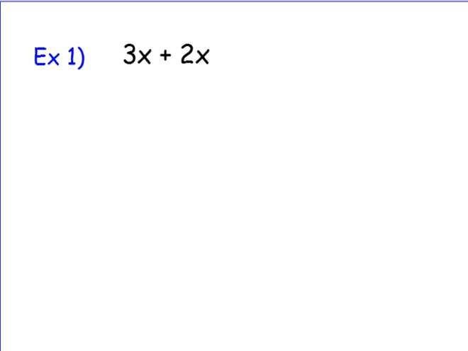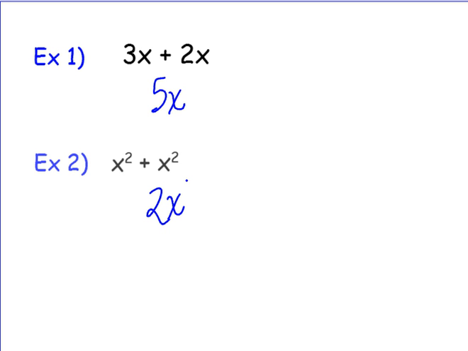So let's do a little practice here. Here we have 3x plus 2x. If we have our 3x's and 2x's, the variables are the same, the exponent is the same, so we can put them together and say that there are 5x's, 3 plus 2. We can do the same thing again here. Here we have an x squared and an x squared. Again, the variables are the same, the exponents are the same, so if we have 1x squared and 1x squared, together we have 2x squared.